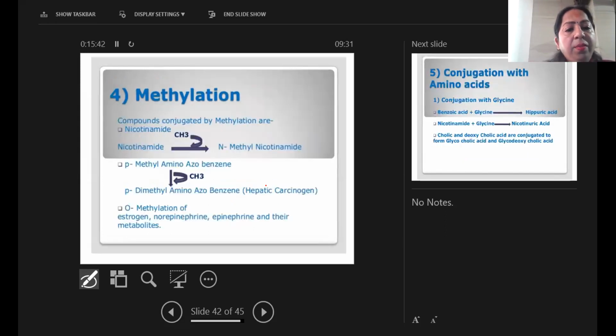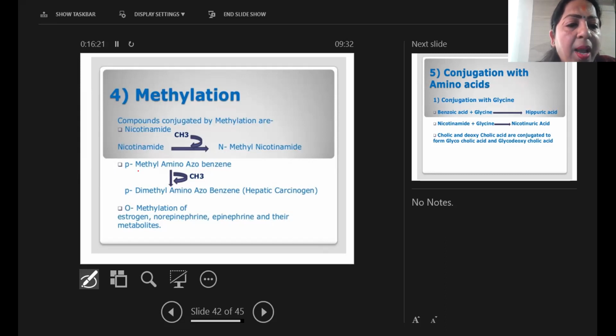You can see an example of a methylation reaction. Compounds conjugated by methylation include nicotinamide, which is converted into N-methyl nicotinamide. Here the donor will be SAM, or S-adenosyl methionine. What is methionine? Methionine is an essential amino acid. Essential or non-essential amino acid? Sure? Nicotinamide is now converted to N-methyl nicotinamide.